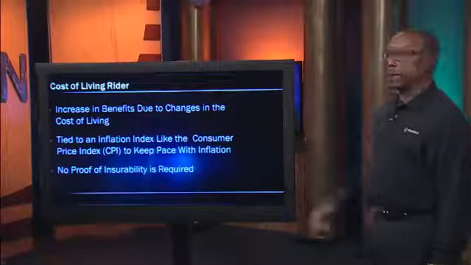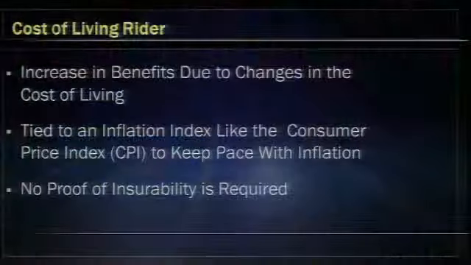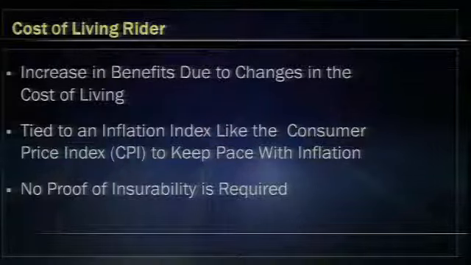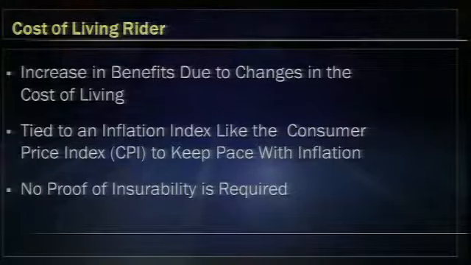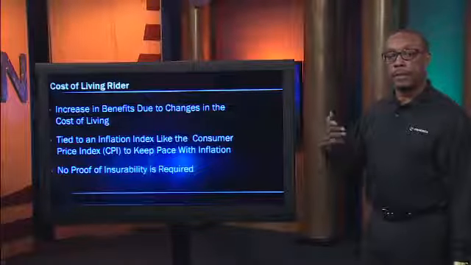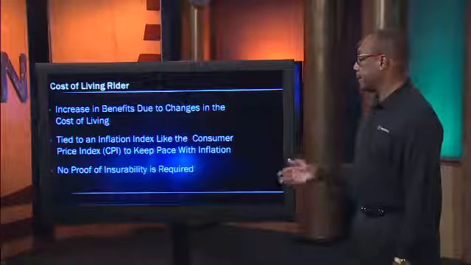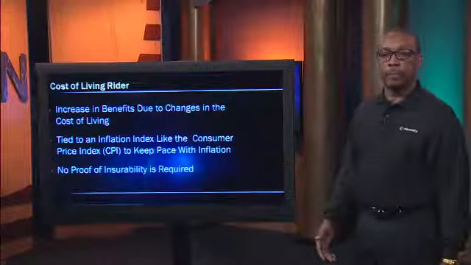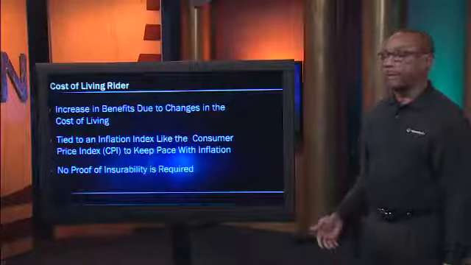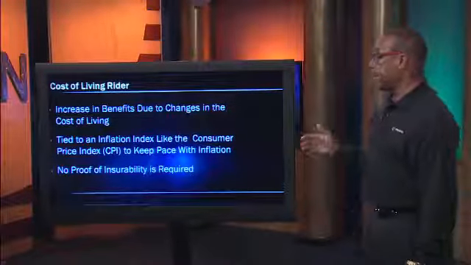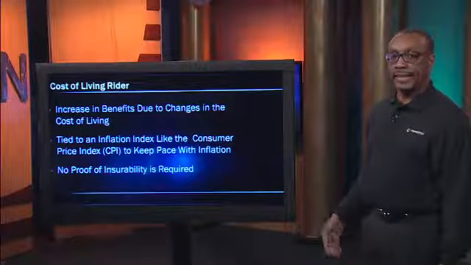The cost of living rider is the next rider we're going to discuss. It increases the benefits due to changes in the cost of living. It's tied to what they call the CPI, or the Consumer Price Index, usually with a maximum amount of coverage of 5%. An example, we have a $100,000 policy. If you apply the 5% cost of living percentage to that, your policy will now be increased to $105,000. Again, no proof of insurability is required. However, the coverage is based on your attained age.